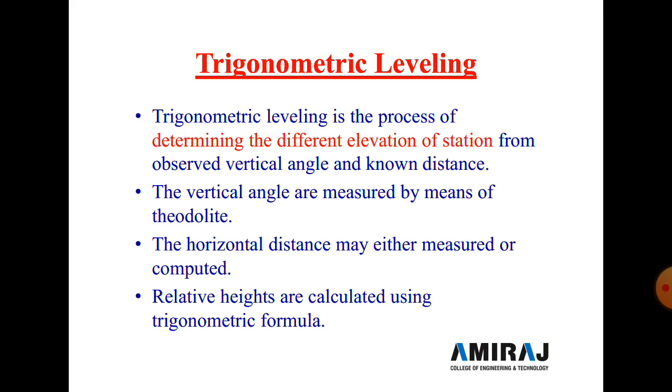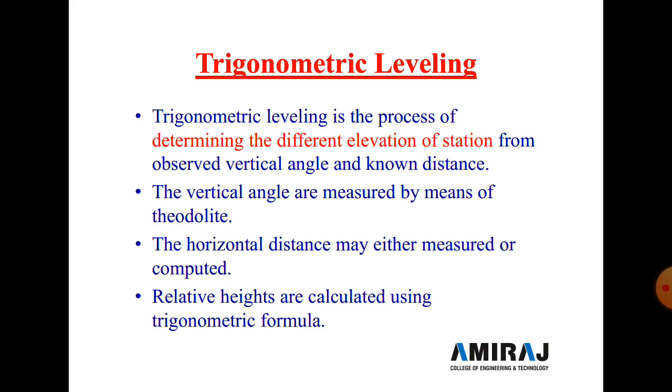Trigonometric leveling is the process of determining the different elevations of stations from the observed vertical angle and a known distance. Here we determine the elevation of stations. In all other instruments, the place where we set up the instrument is known as a station, but in trigonometric leveling, the place where we put the staff for leveling purposes is known as a station.